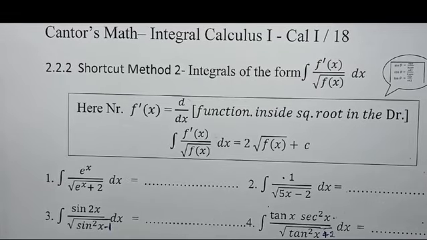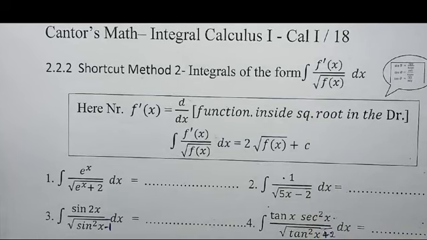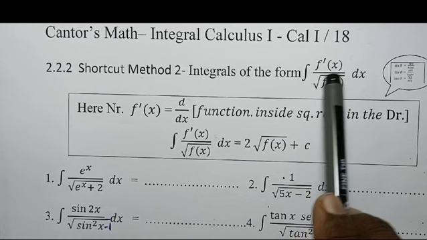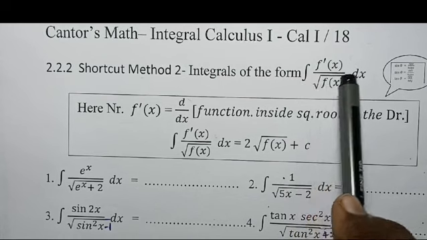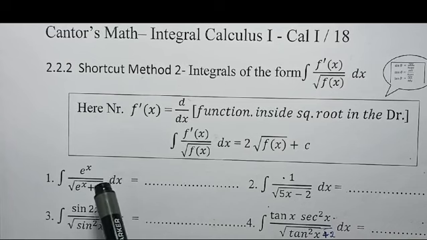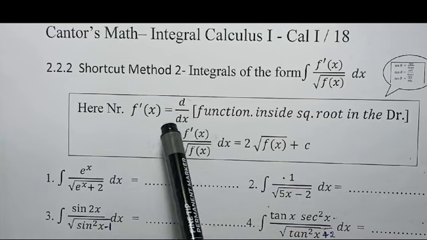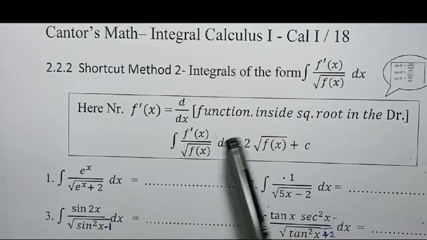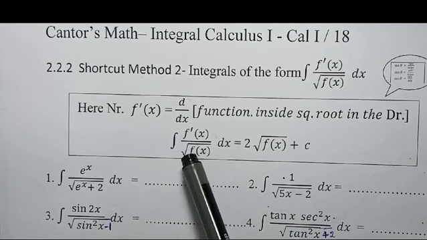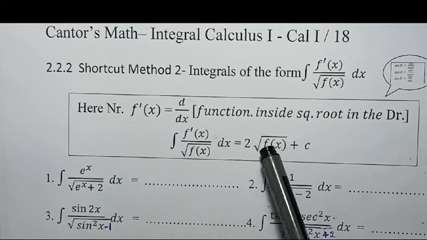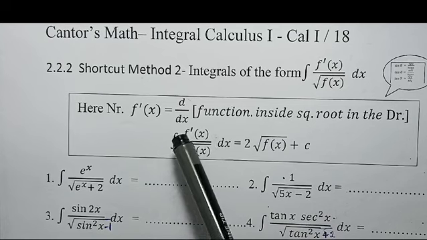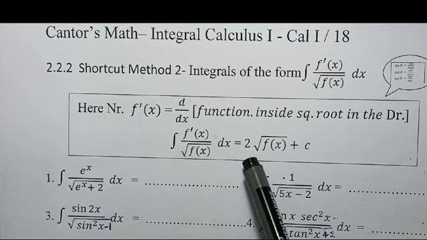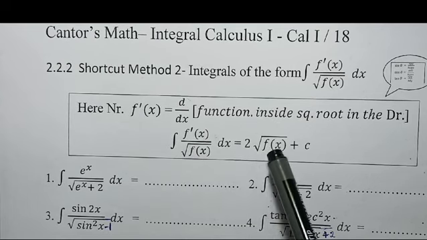2.2.2 Shortcut method for integrals of the form integral f dash of x by root of f of x dx. Here, in addition, we have the square root of f of x in the denominator. The formula is: if the numerator equals d by dx of the function inside the square root in the denominator, that is f of x, then integral f dash of x by root of f of x dx equals 2 into root of f of x plus c. Suppose we have f dash of x by f of x, then it is log of f of x. But here we have a square root. The formula is 2 into the root of the denominator plus c.